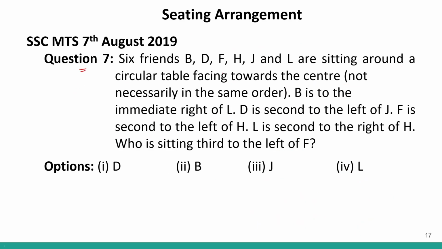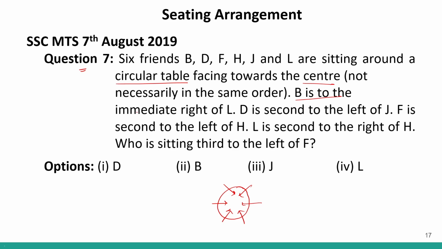Coming to question number 7. Question number 7, 6 friends, B, D, F, H, J and L, are sitting around a circular table facing towards the center. So, 6 friends, okay, 1, 2, 3, 4, 5, 6. They are sitting around a circular table facing the center, not necessarily in the same order.